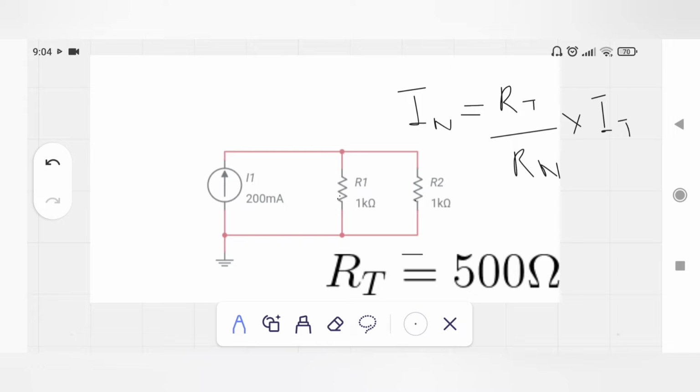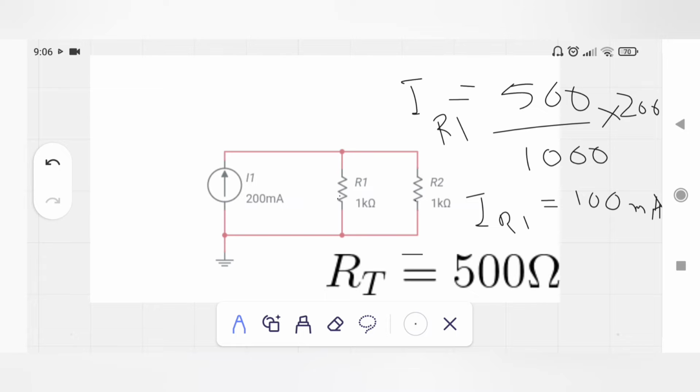IN is any resistor connected in parallel. For example, if I consider R1, IR1 is calculated with the help of this formula, and the resistor value will be 1 kilo ohm, which I substitute here. And IT is the total current, that is here, and RT, the equivalent resistance of both R1 and R2, is 500 ohm. So let's solve.